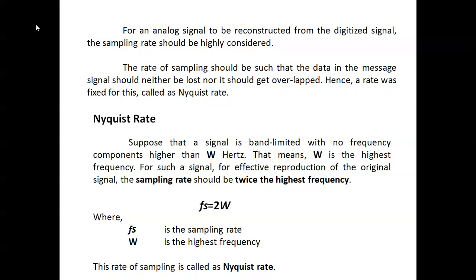You know that with the rate of sampling, the message signal should neither be lost nor overlapped once the rate is fixed. So we have to avoid that overlapping, and for that we use the Nyquist rate equation. So what is the Nyquist rate?